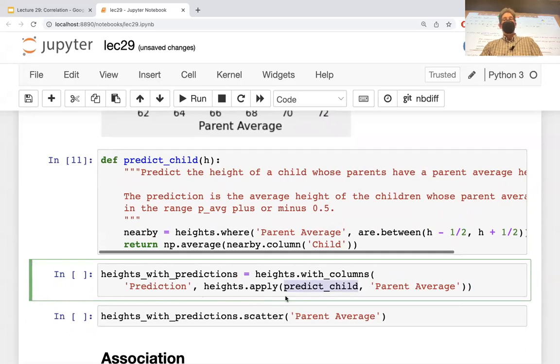Now, why would we do that for every single child in the data set when we already know their heights? Well, we want to know if we didn't know their height and we had to predict it and we were predicting with the average, what would we have chosen?